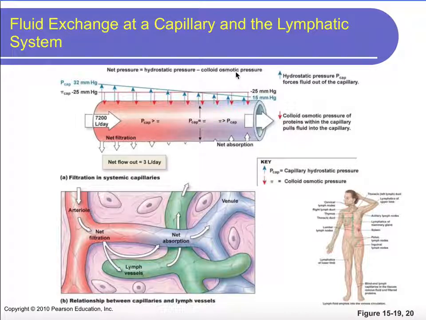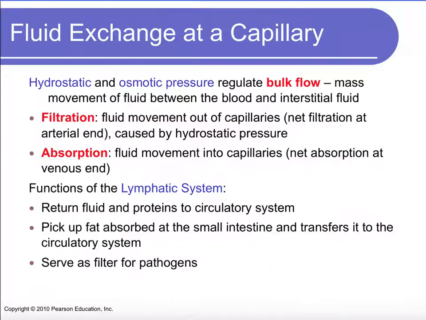Colloid osmotic pressure, wherever you have that, is going to promote fluid coming into that area. So if we have a lot of colloid osmotic pressure in the blood vessel, that's going to promote absorption into the blood vessel. And these two pressures will determine how much we filter and how much we absorb. This will come up again when we get to the renal lecture.